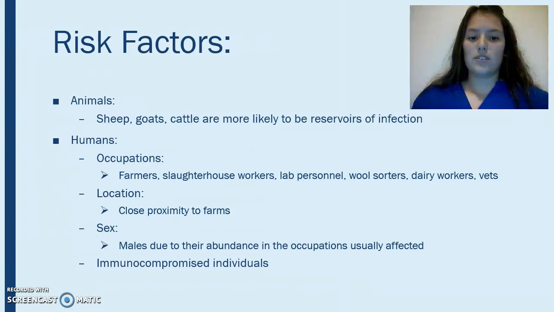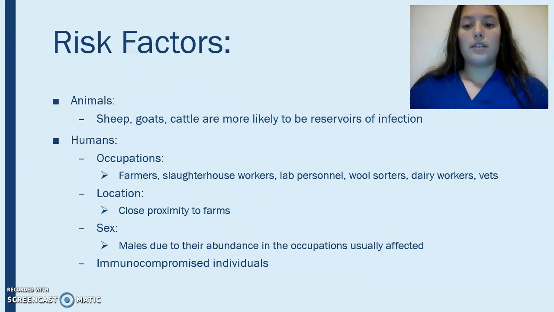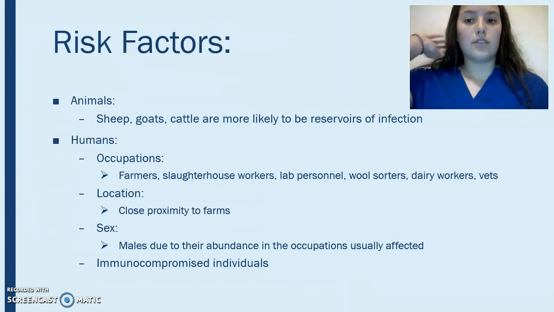So risk factors. The risk factors for the animals that are likely to be reservoirs are the sheep, goats, and cattle. For humans, there are occupational hazards, which would be farmers, slaughterhouse workers, lab personnel, and dairy workers, because they usually come in contact with the bacterium due to having so much prolonged time with sheep, goats, and cattle.